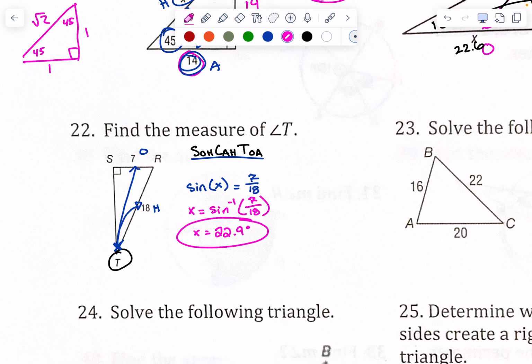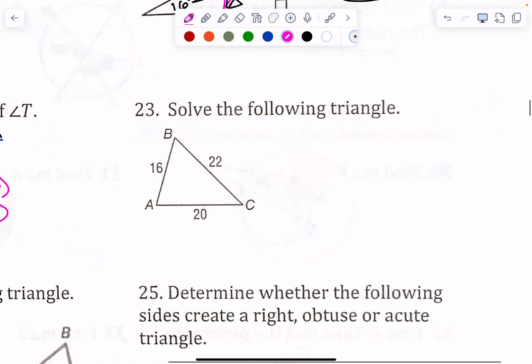23 and 24: solve the following triangle. Now, I will caution you. You ready for this one? Solve the following triangle. This is not a right triangle, which means we have to use the law of sines or the law of cosines. And I'm going to write the formula down here for you in just a second.